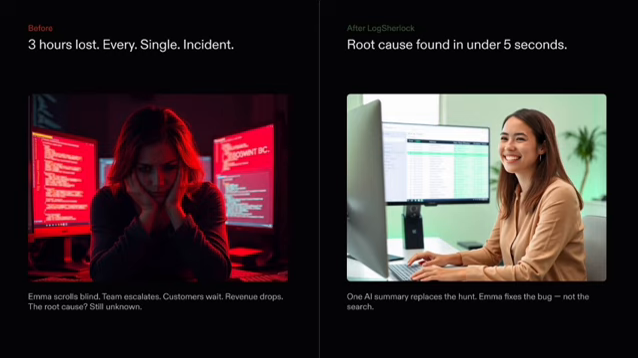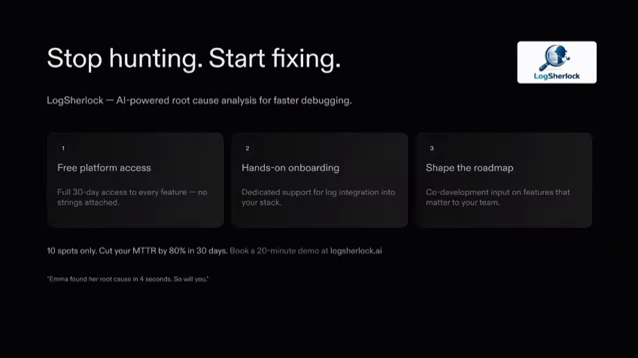After LogSherlock, Emma simply uploads the logs and the AI instantly analyzes them, pinpoints the root cause, and highlights the exact error. What once took hours of stressful debugging now takes just seconds. Our vision is to build a future where debugging is no longer a slow, manual process, but an intelligent and automated experience that empowers developers to focus on building better products instead of searching for errors.